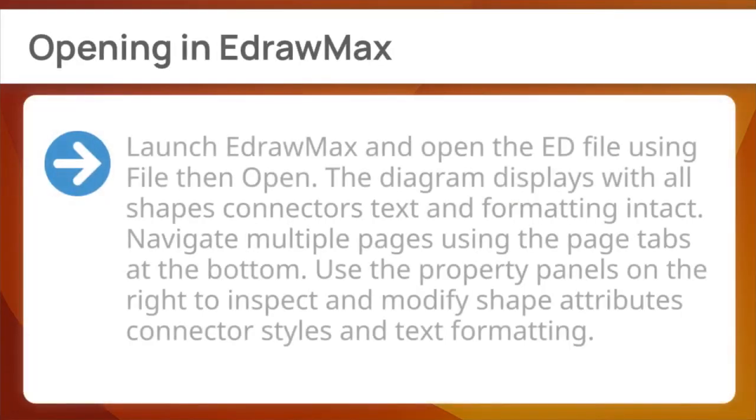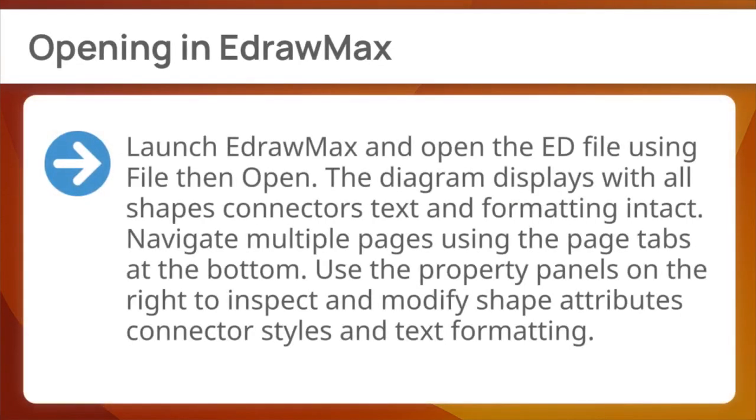First, opening in EdrawMax. Launch EdrawMax and open the ED file using File, then Open. The diagram displays with all shapes, connectors, text, and formatting intact. Navigate multiple pages using the Page tabs at the bottom. Use the property panels on the right to inspect and modify shape attributes, connector styles, and text formatting.